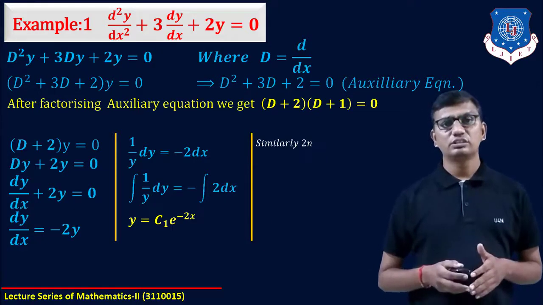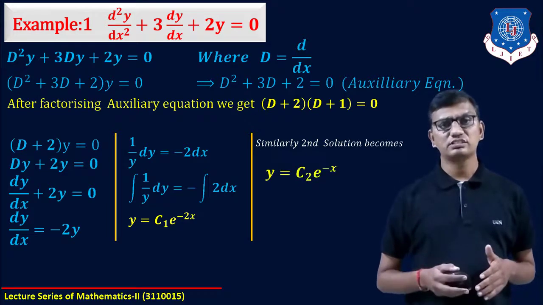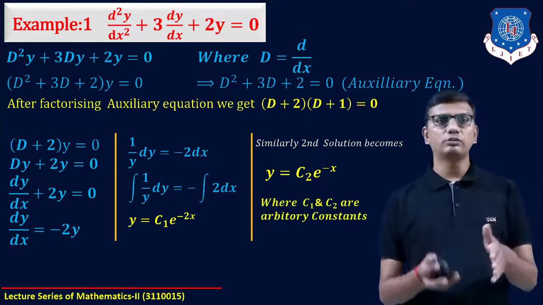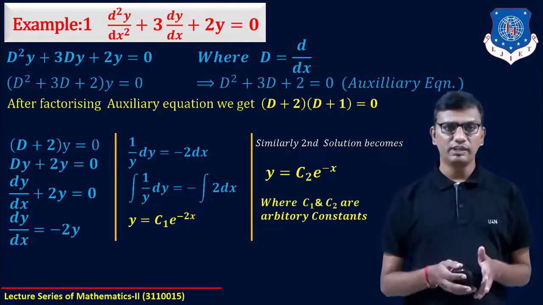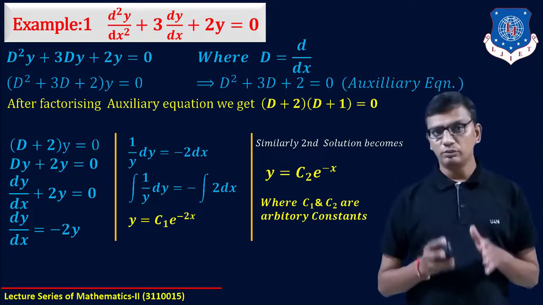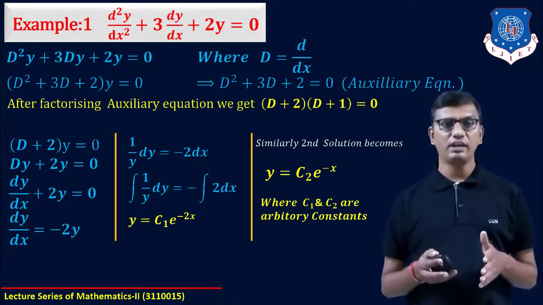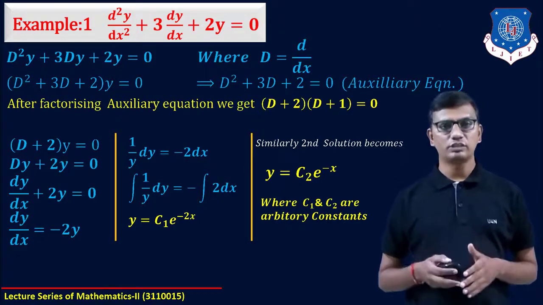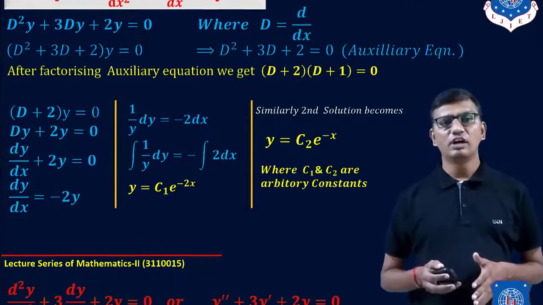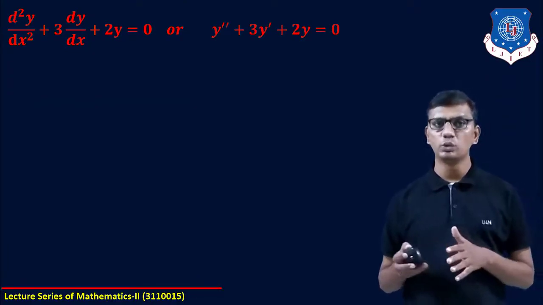Similarly, we can find the second solution, which is y equal to c2 e raised to minus x. Here c1 and c2 are arbitrary constants. Here we found the solution from the separable variable method after converting second order into first order. But we have to check whether it is a solution of our original differential equation. So now we verify that y equal to c1 e raised to minus 2x and y equal to c2 e raised to minus x are solutions of our differential equation y double dash plus 3y dash plus 2y equal to 0.